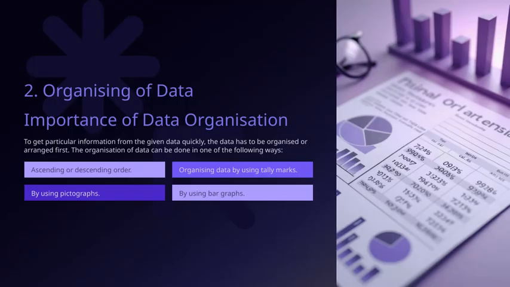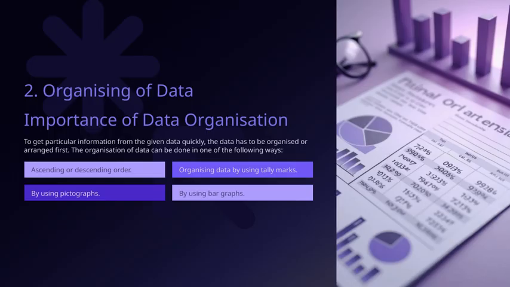Let's talk about the importance of data organization. When we want to find specific information quickly from a set of data, the first step is to organize or arrange that data properly. This makes our job much easier and saves us time. Now, there are several ways to organize data. One common method is to sort it in ascending or descending order, depending on what fits our needs. This helps us see patterns or identify highest and lowest values easily.